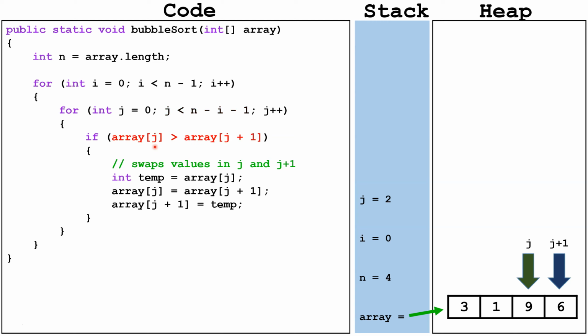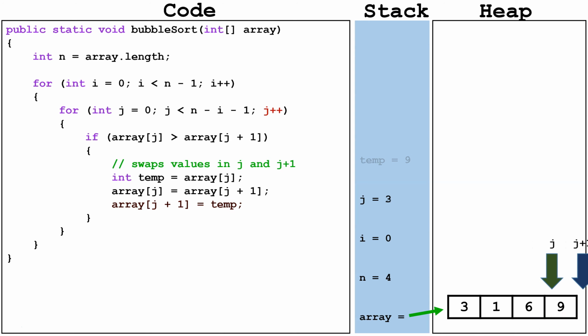We check, is what's in j greater than what's in j plus 1? It is. So these two are out of order. So again, we swap the value. We set temp equal to what's in array index j. We set array index j equal to what's in j plus 1. And then we set index j plus 1 equal to temp. So now these two are swapped.